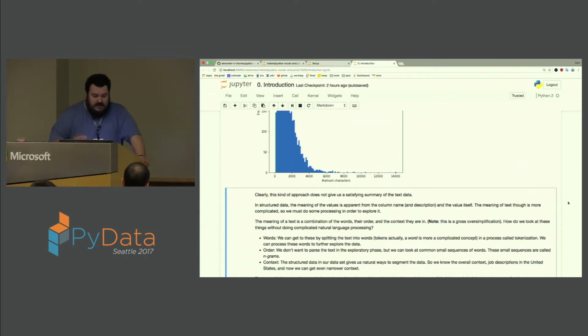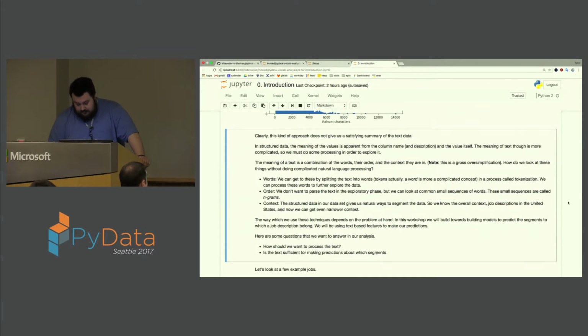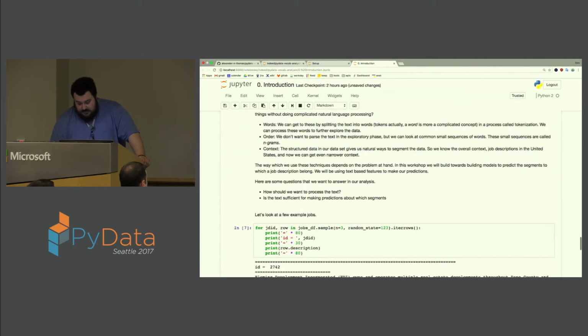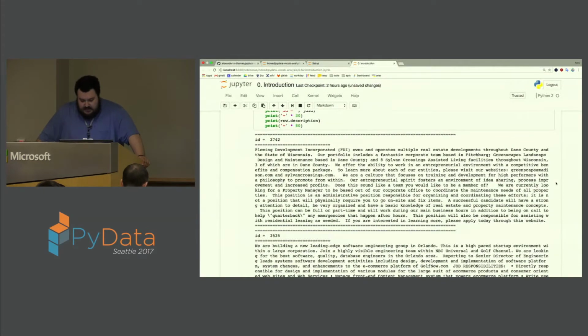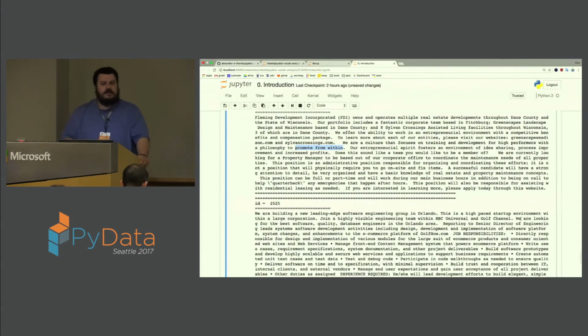We now have to consider how we're going to get the words and how we're going to get the context. So let's look at some example jobs, maybe get some inspiration. Okay, so here we see Fleming Development Incorporated. They're talking about their company. They're talking about some benefits, their philosophy of promoting from within. Basic job descriptions.